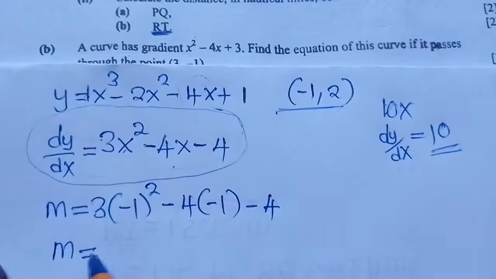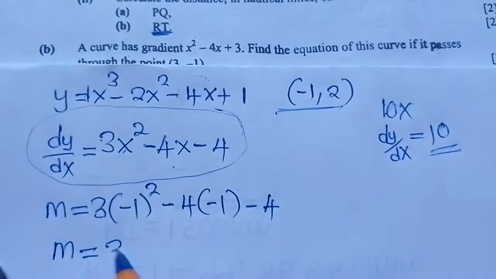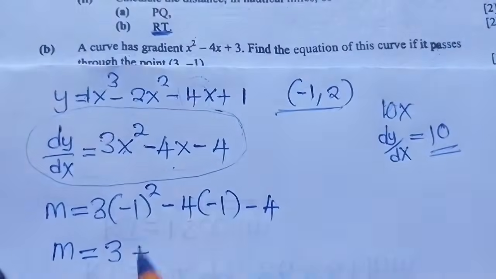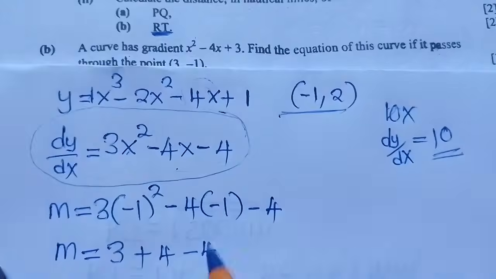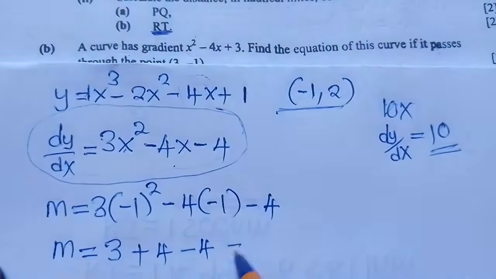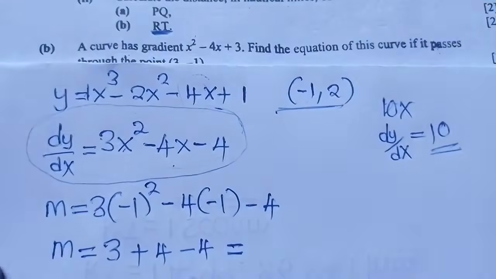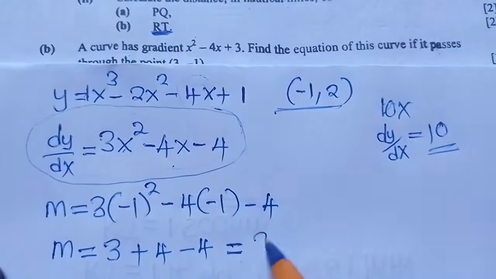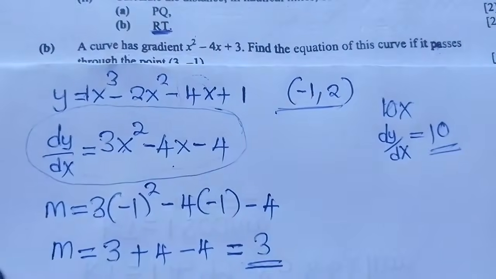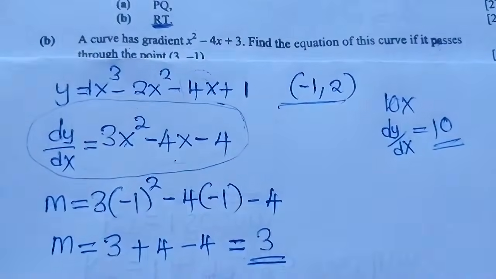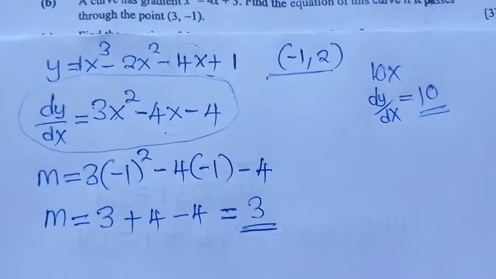So what is the gradient? Gradient is equal to, here I'm going to get a positive 1, then 3. Here I'll get plus 4 minus 4. What will be my gradient? 0, 3. So my gradient is 3. So this gradient now is used when you want to find the equation of the tangent.